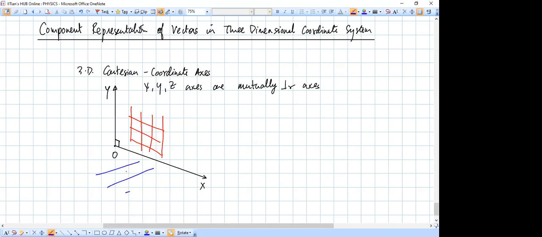This is the floor. Okay, so this is the floor. This is the wall which is in front of you. Okay, now there's also a wall to the side of you.